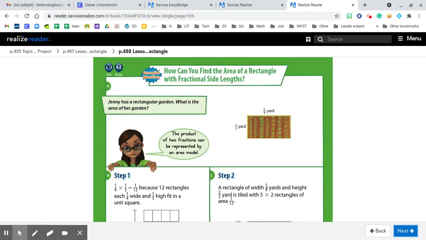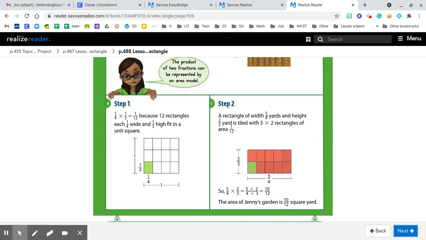How can you find the area of a rectangle with fractional side lengths? Well, we just did that. If we're going to have fractional side lengths, area is still length times width, no matter what you're multiplying. And you can see in the example, step 1, they made a shape because they're using fourths and thirds. So they've got a shape divided into fourths in the column, thirds in the row.